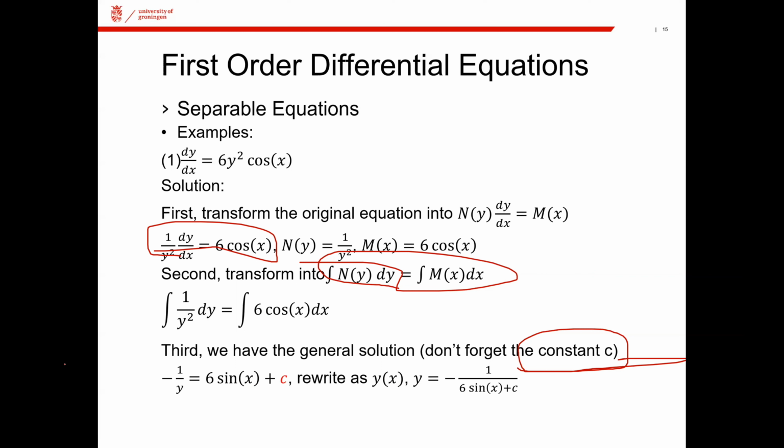And this form is the implicit solution because the left side is not y, and we should rewrite it as an explicit solution. So in the end, we have this solution here.